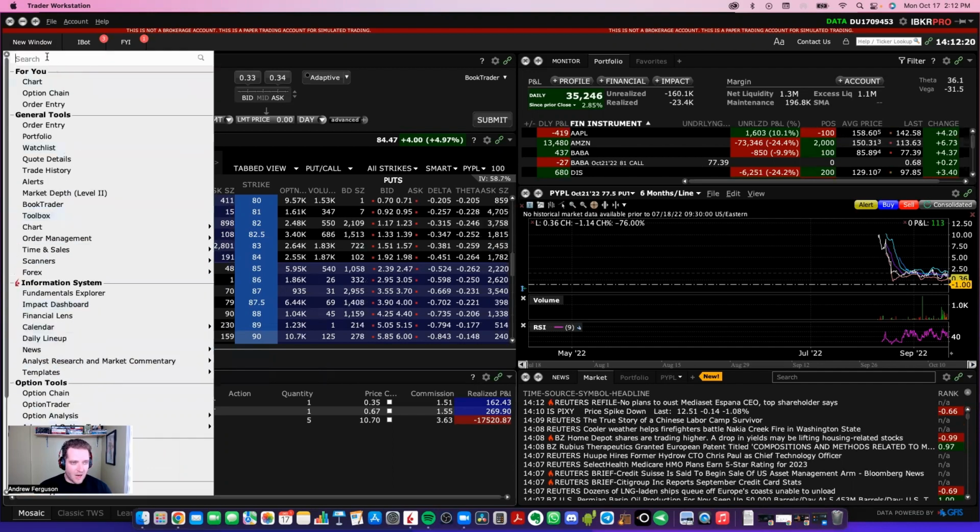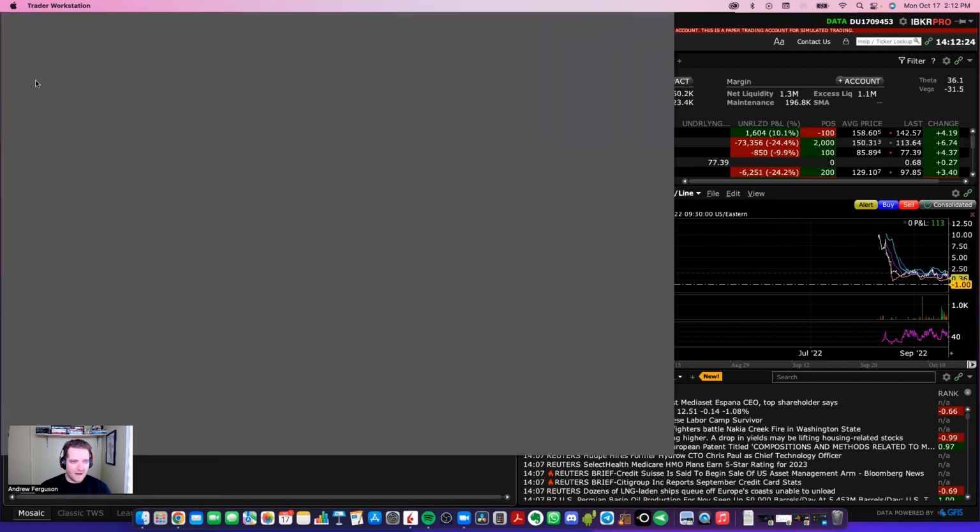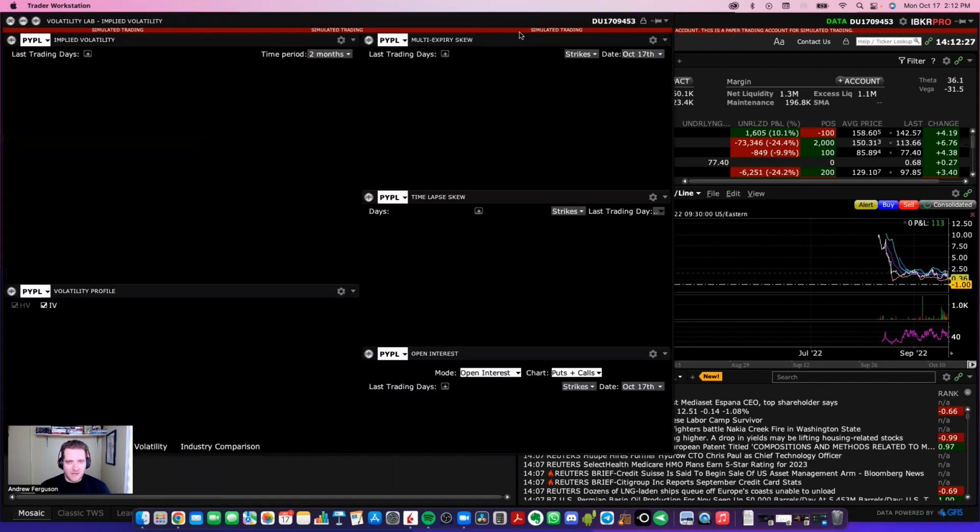Conversely, you could also just search in the top here for Volatility, and it'll pop up there. You want to click that. It'll open up in a new window and look something like this.